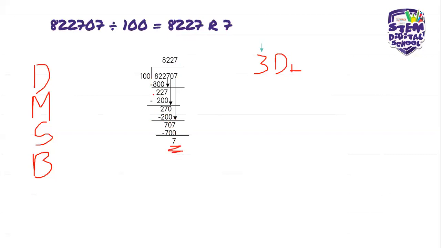My remainder is smaller than my divisor, and there's nothing else to bring down. That's the beauty of it. So you're done.